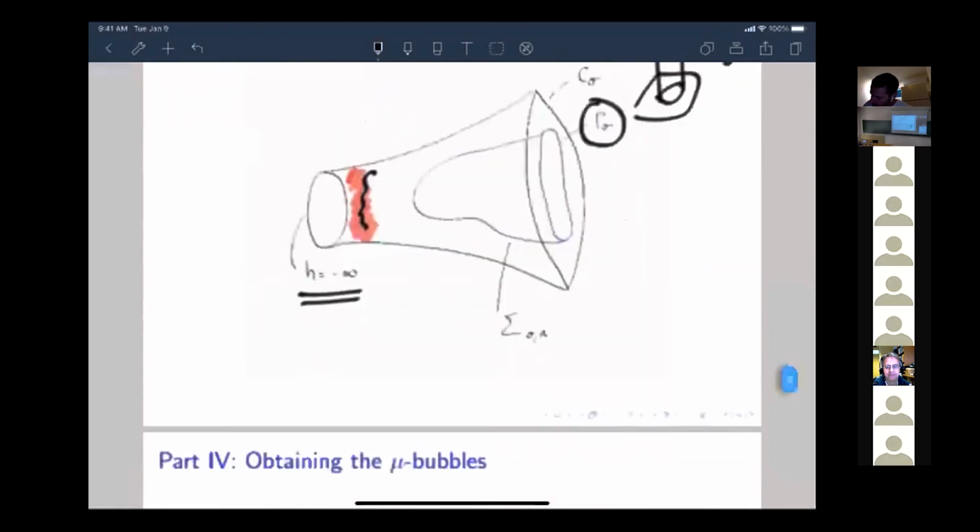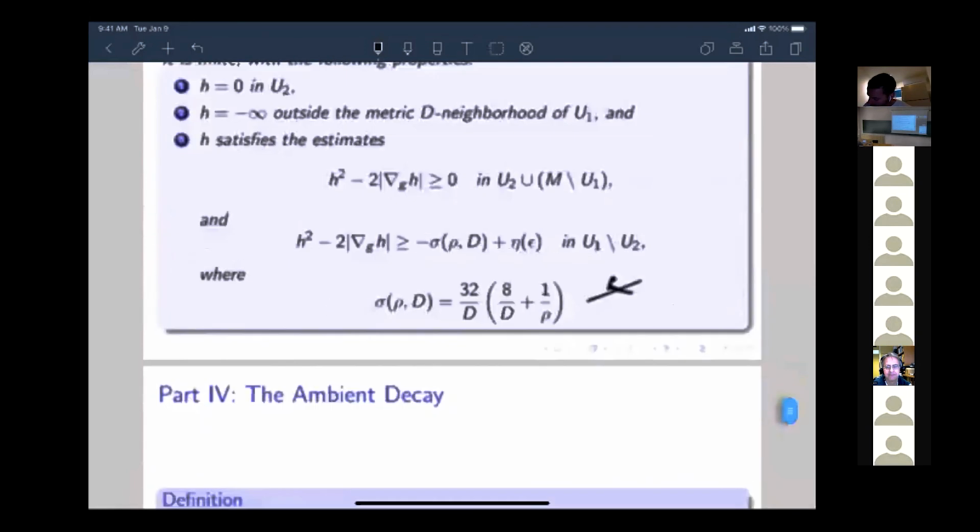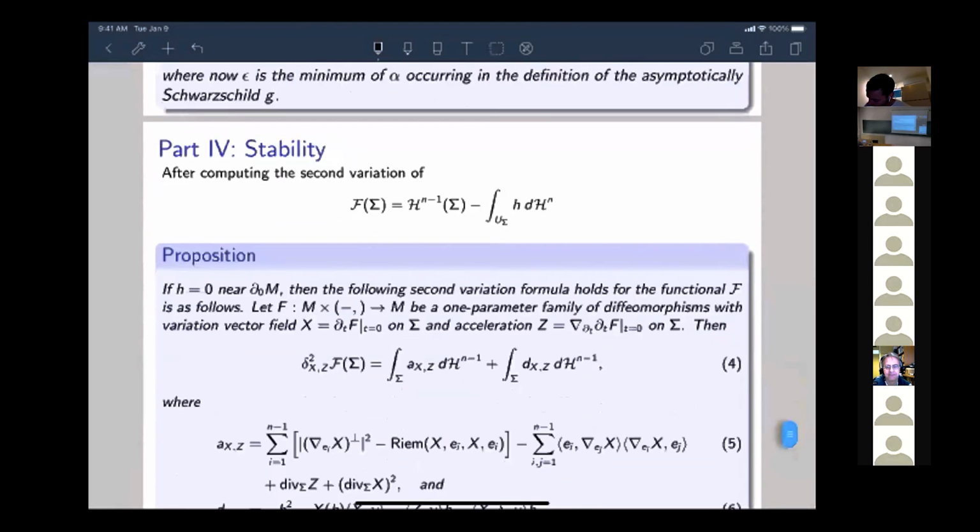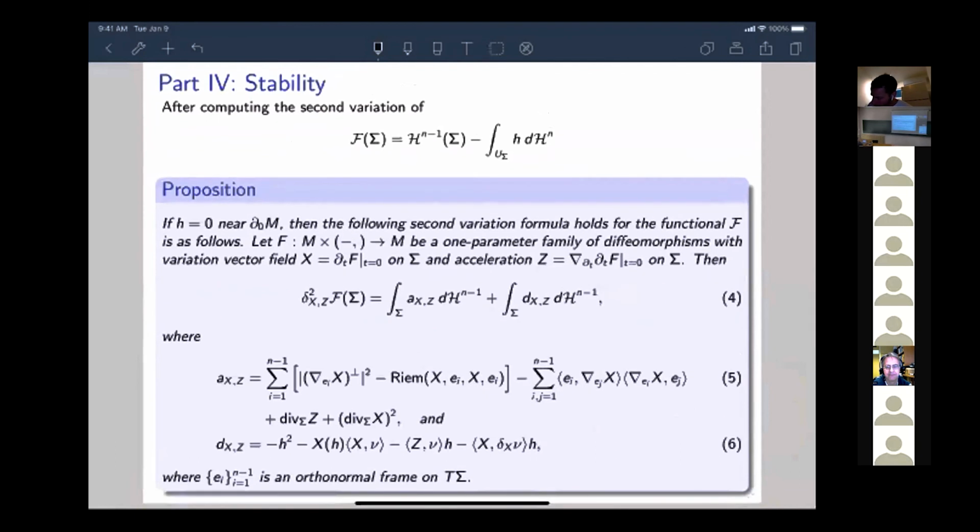And what that does is that the stability inequality ends up being a bit of a mess, because now the stability inequality involves a boundary variation as well as a bulk variation. And the bulk variation and boundary look like this. So these are the terms that you get. And then you have to show that this stability inequality is good enough to get you your contradiction.